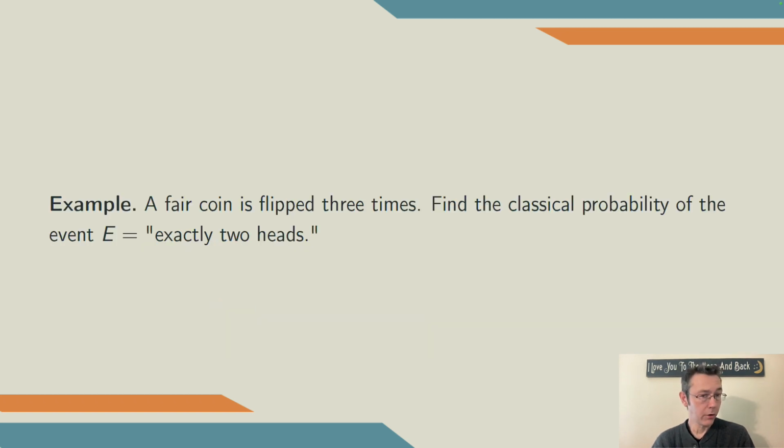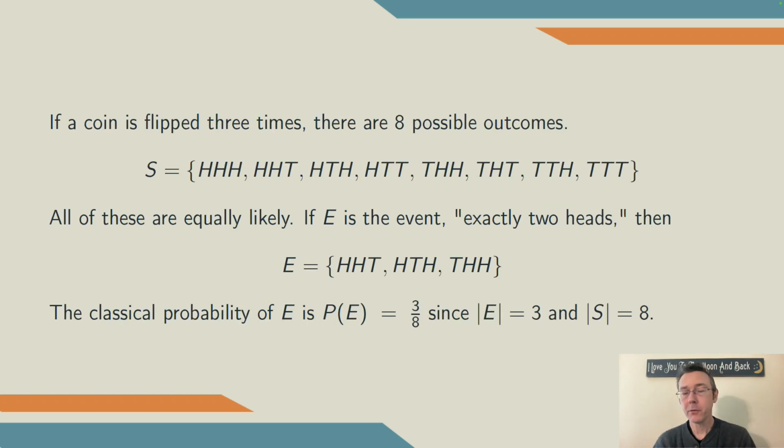A slightly more involved example, a fair coin is flipped 3 times. Let's find the classical probability of the event of getting exactly 2 heads. So this is a good place to pause the video, write down the sample space, the event, and find that classical probability. So the sample space has 8 possible outcomes in it, things like heads, heads, heads, and heads, heads, tails. And all of these are equally likely because we have a fair coin.